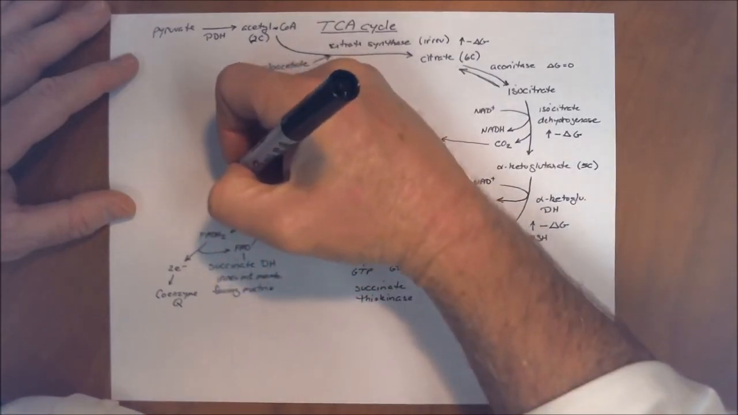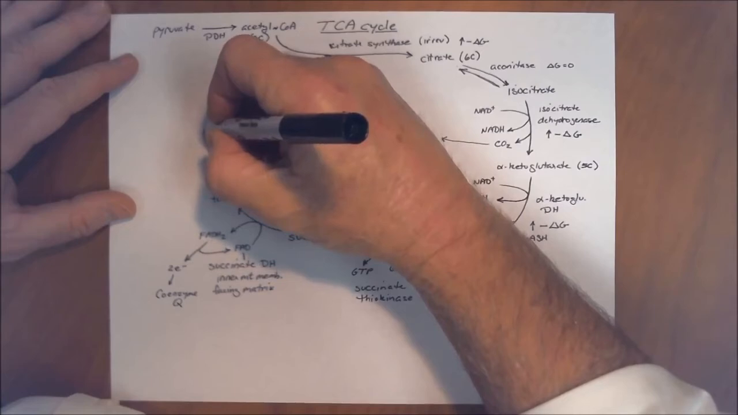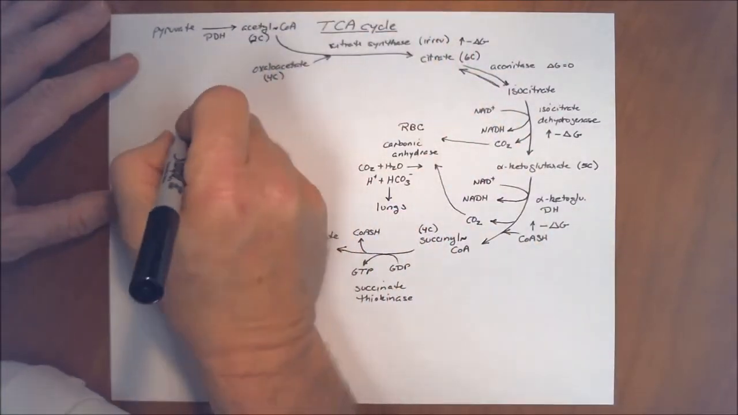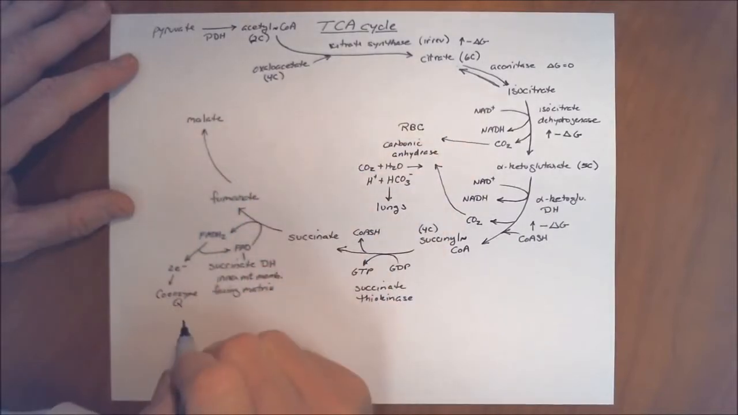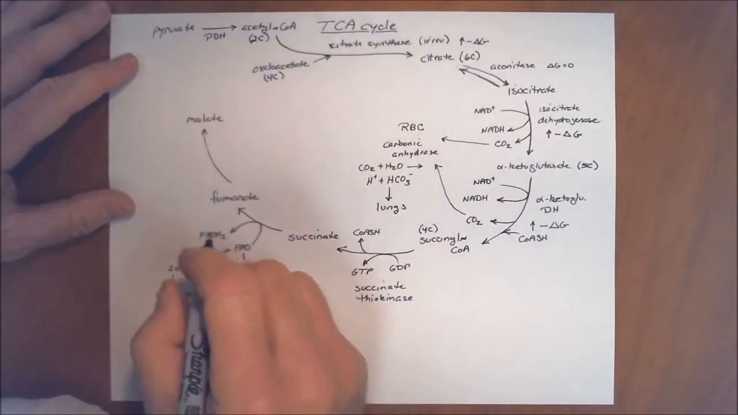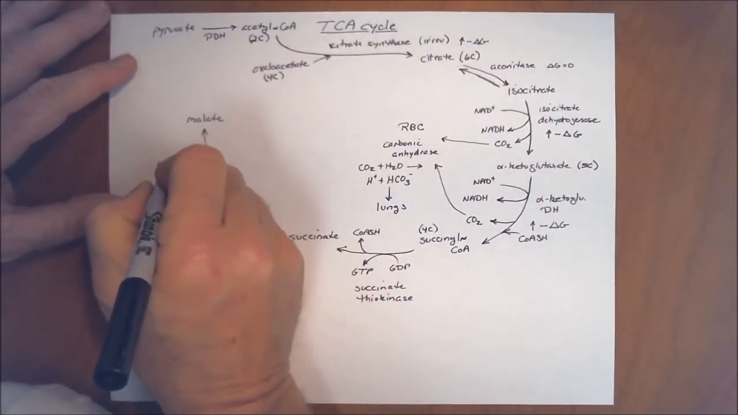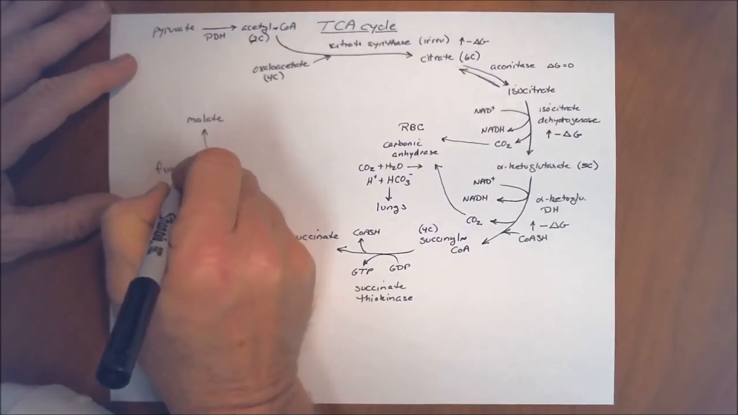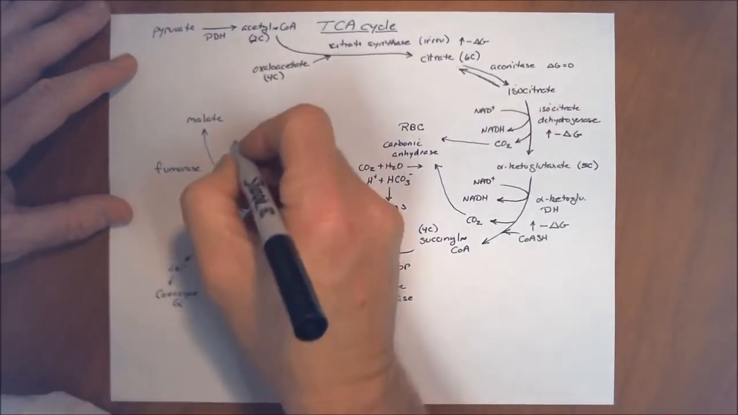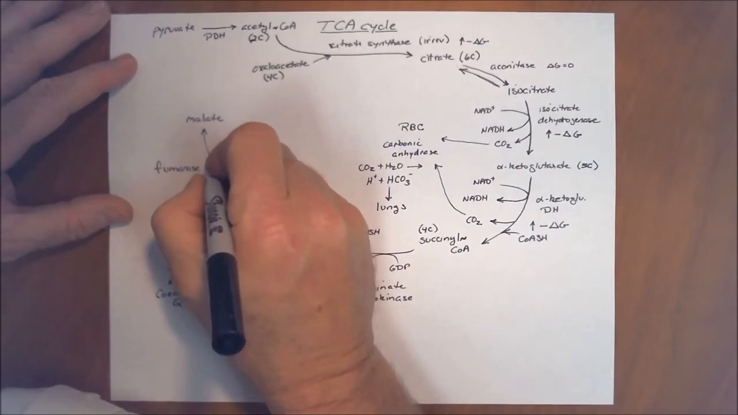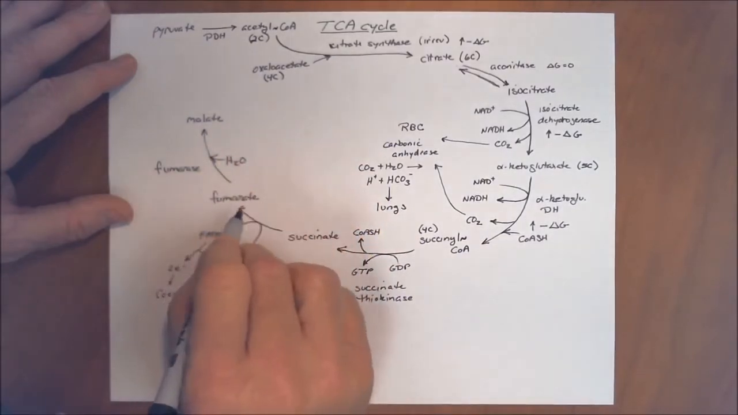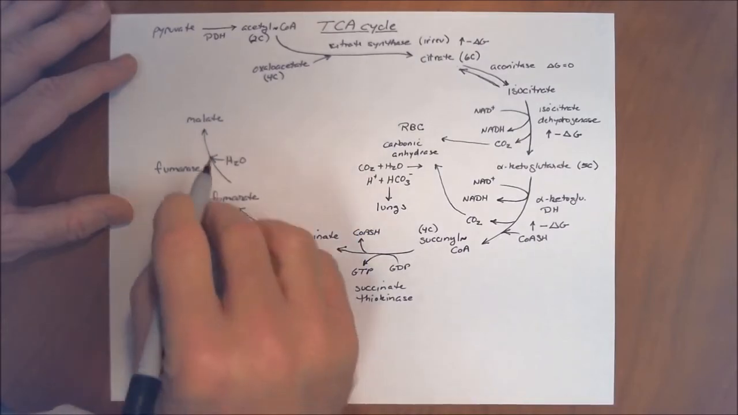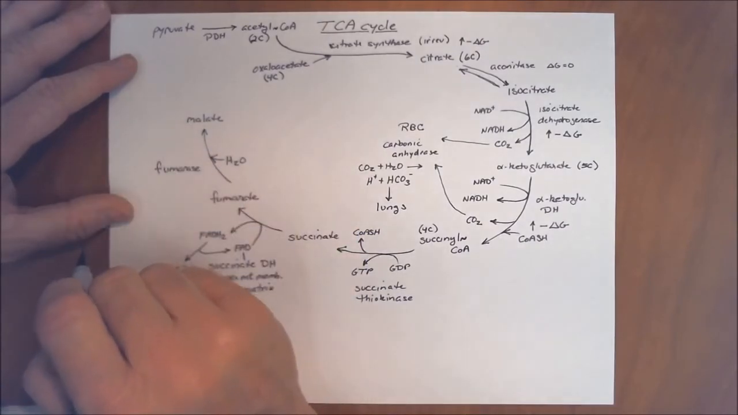Now the next step in this reaction is to create the next intermediate, which is malate. The enzyme that does this is fumarase, and this is simply a hydration reaction. So we're just simply going to add water across those double bonds that we created in fumarate to generate malate.